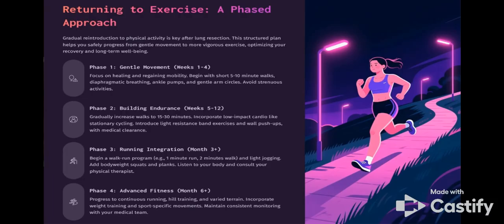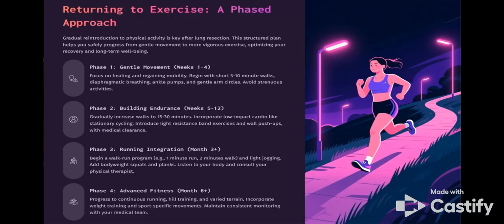For weeks 1 to 4, I would begin with 5 to 10 minute short walks, breathing practices, ankle pumps, and gentle arm circles. For weeks 5 to 12, I would increase walks to 15 to 30 minutes, add low-impact cardio like stationary cycling, and introduce light resistance band exercises and wall push-ups.